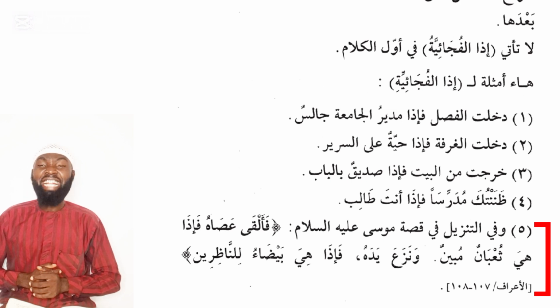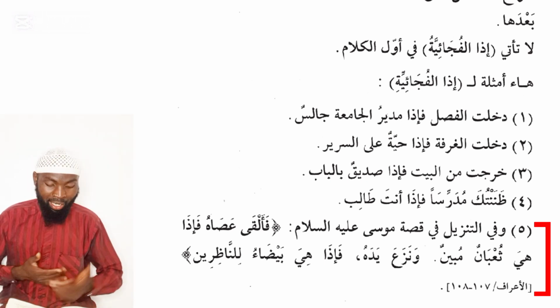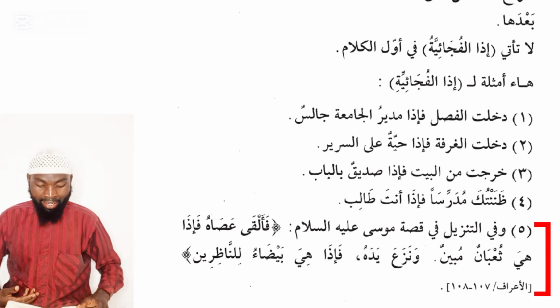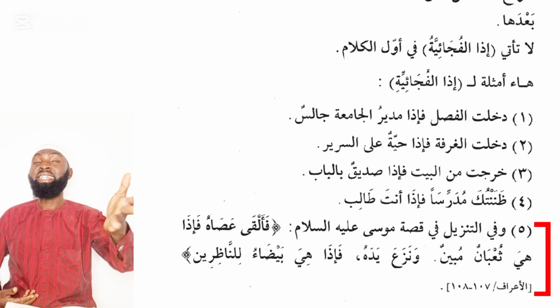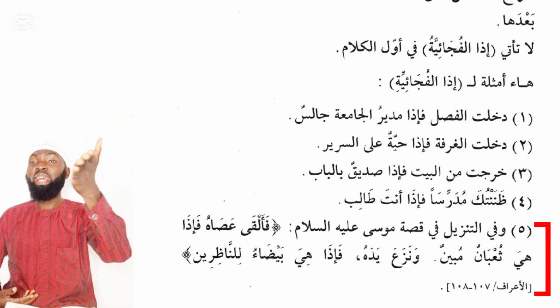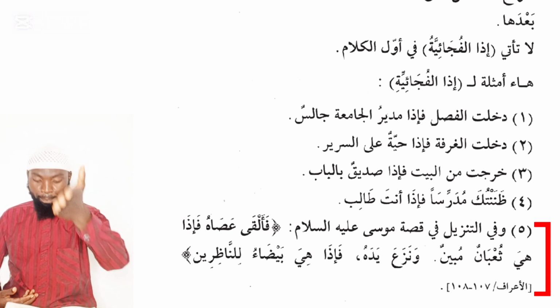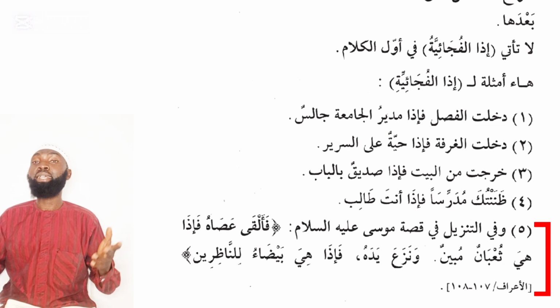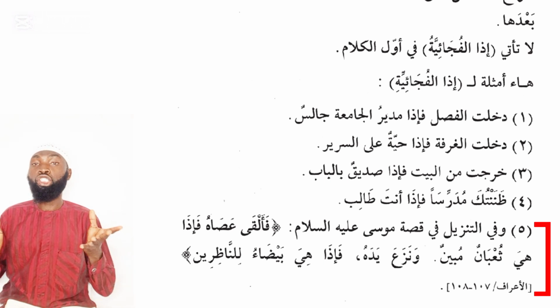وفي التنزيل في قصة موسى عليه السلام. And in the Quran, in the story of Prophet Musa, Allah says, فَأَلْقَى عَصَاهُ. He threw his stick. فَإِذَا هِيَ ثُعْبَانٌ مُبِينٌ. And suddenly, surprisingly, it was a manifest serpent. وَنَزَعَ يَدَهُ. And he removed his hand. فَإِذَا هِيَ بَيْضَاءُ لِلنَّاظِرِينَ. And surprisingly, it became whitish for the beholders.